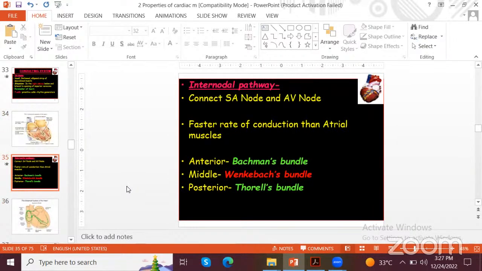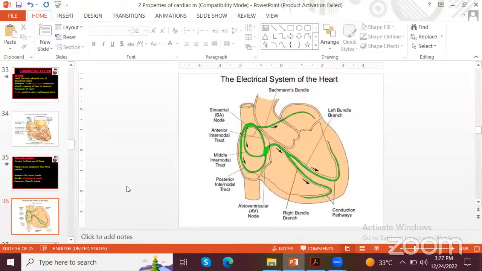And next, coming to the internodal pathway, which connects the SA node and AV node. They have a faster rate of conduction than atrial muscles. There are three groups of muscles: anterior, middle and posterior. The anterior is Bachmann, the middle is Wenckebach, and the posterior is Thorel. This is the structure of the conducting system.